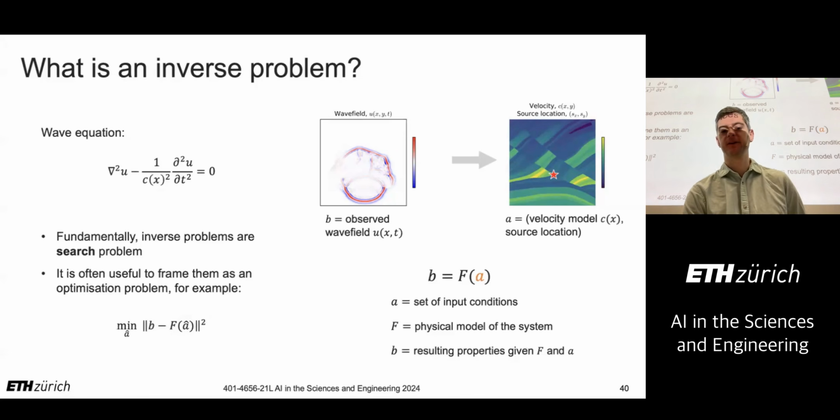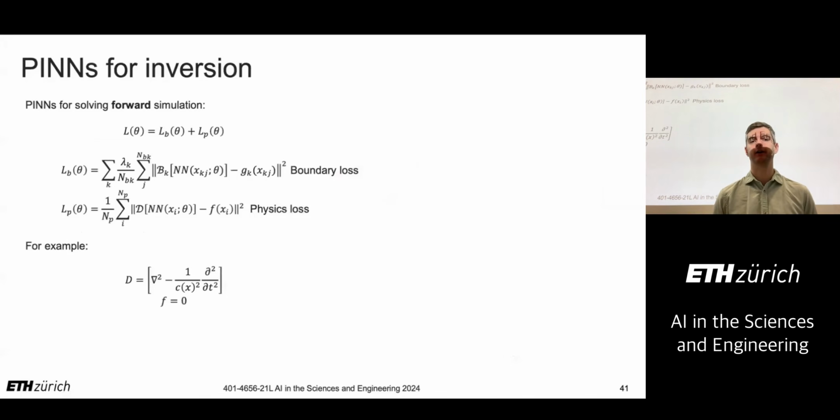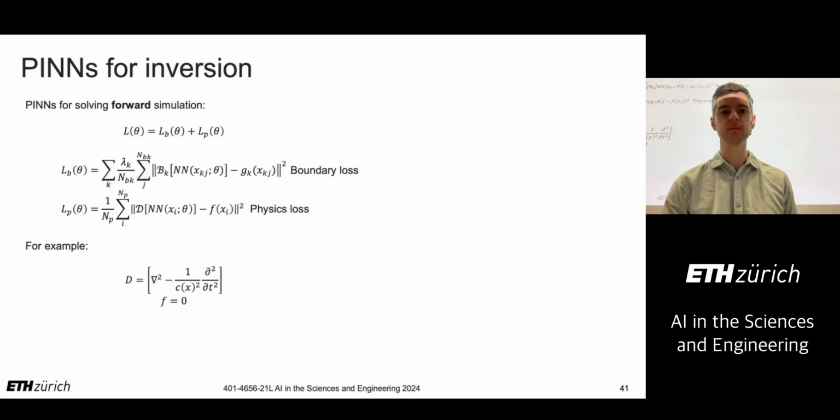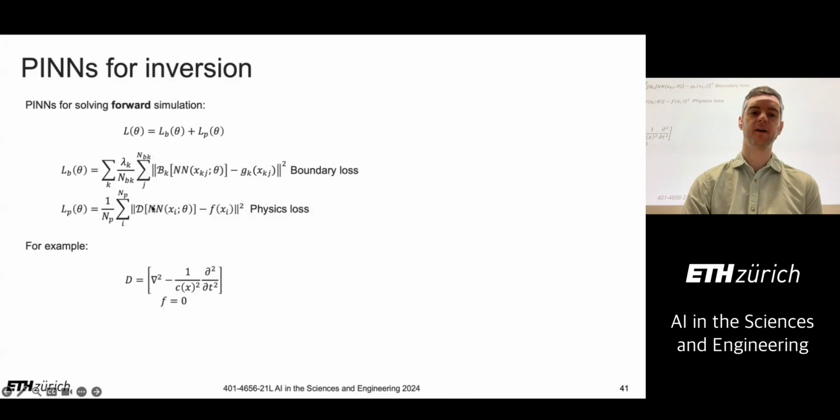So how are PINNs different? How can PINNs solve this inverse problem in a different way? Okay, so I'm going to explain how we do it. And what we do is very simple. We just change the loss function that we use to train the PINN. So it's a very simple change that allows us to solve these inverse problems. So again, here's the loss function for solving forward simulation. We've already looked at this before. This is the general form of the loss function, but here the differential operator might be the wave equation, for example.